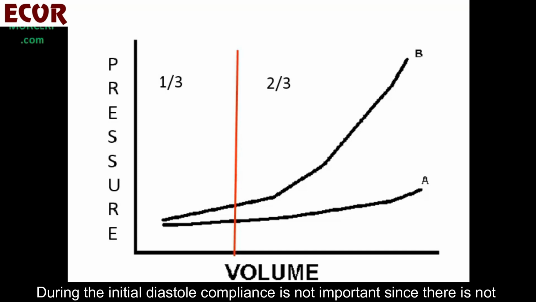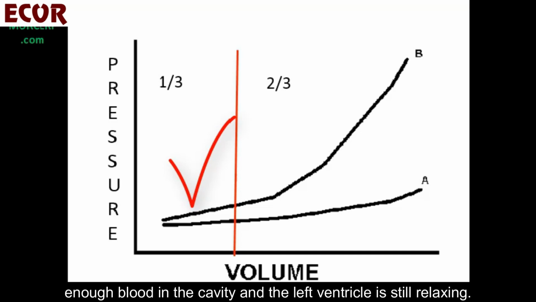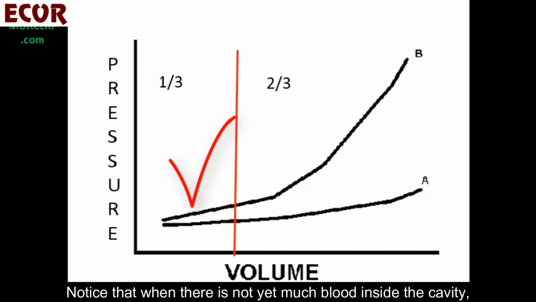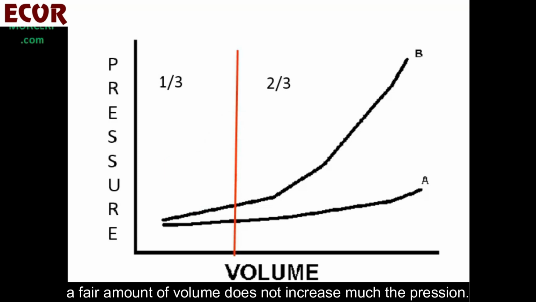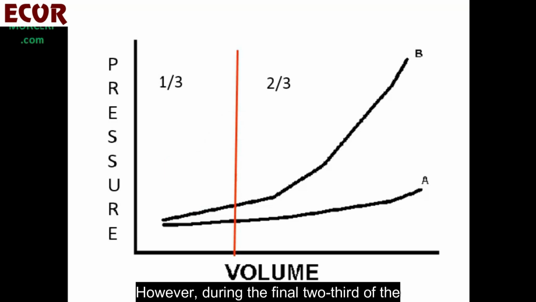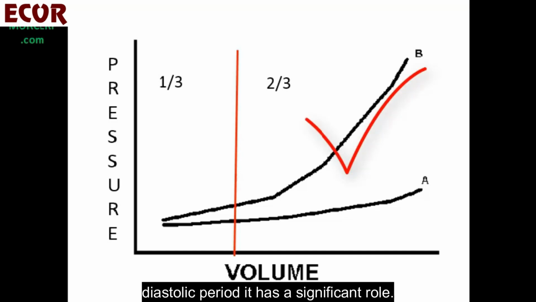During the initial diastole, compliance is not important, since there is not enough blood in the cavity and the left ventricle is still relaxing. Notice that when there is not yet much blood inside the cavity, a fair amount of volume does not increase much the pressure. However, during the final two-thirds of the diastolic period, it has a significant role.